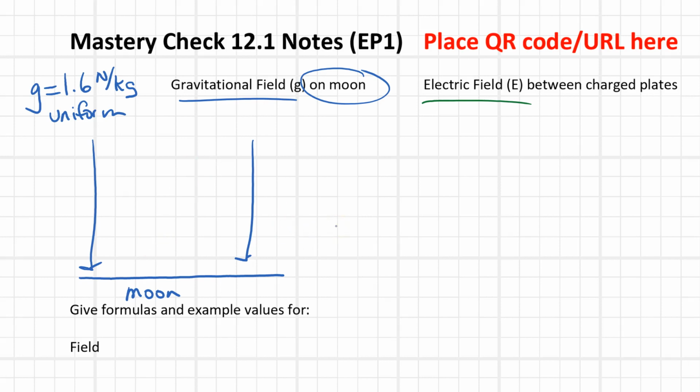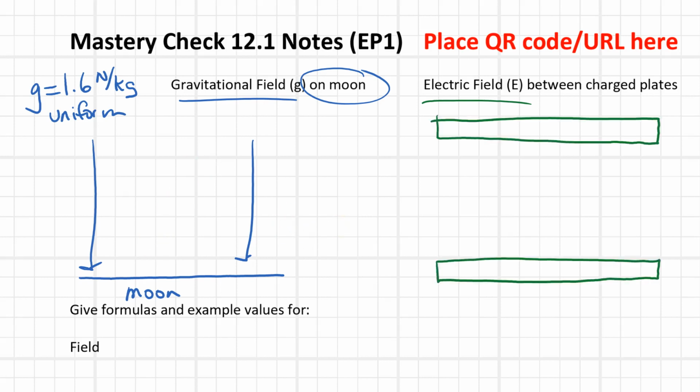Now let's think about electric fields. The way to make a uniform electric field is by having charged plates or a bunch of charges lined up in a line like a plate. So I want to have the direction of the electric field the same in this case.